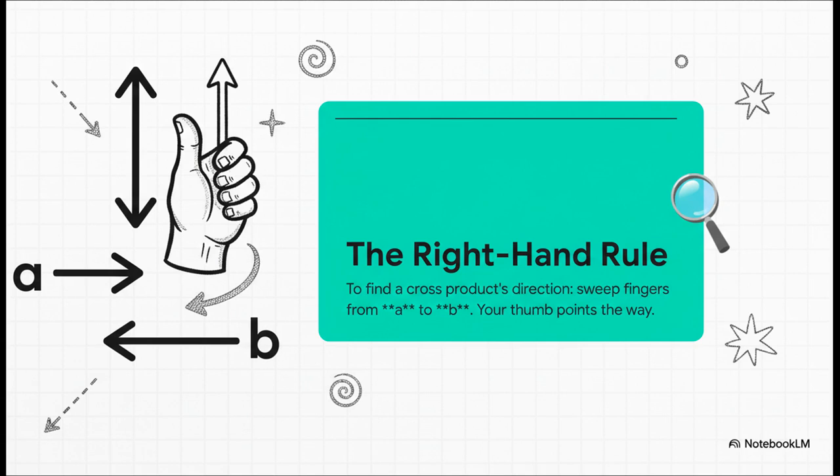Okay, get your right hand ready. You point your fingers in the direction of the first vector, A. Then you curl your fingers toward the second vector, B. And wherever your thumb is pointing, that's the direction of the result. It's a fantastic little shortcut that gets you the right answer every single time.